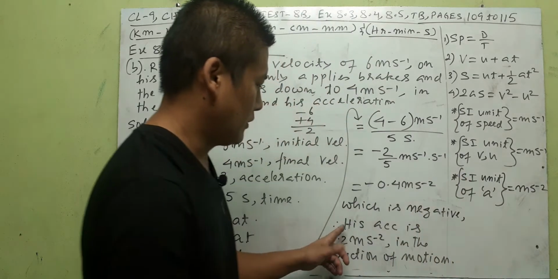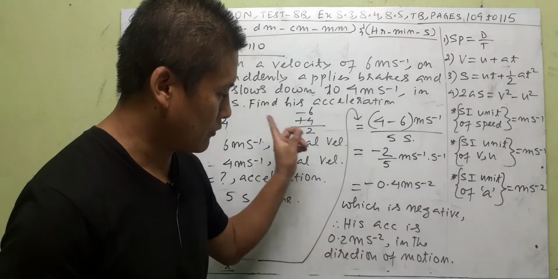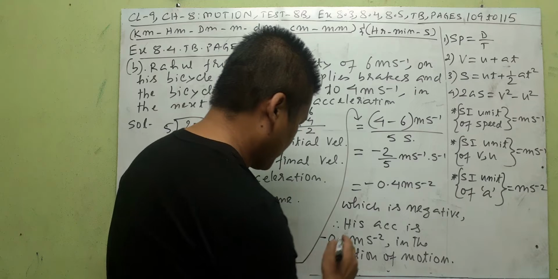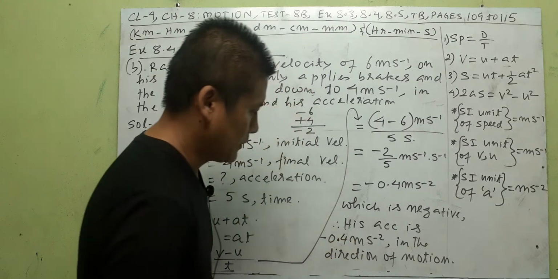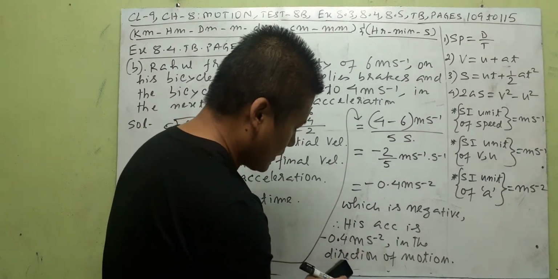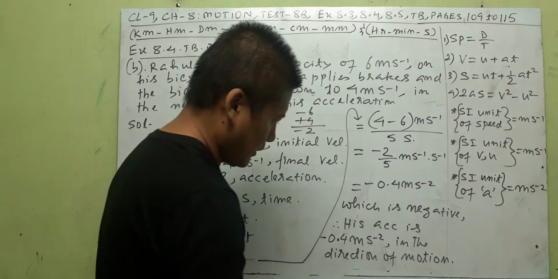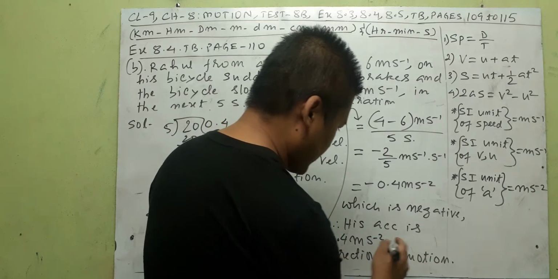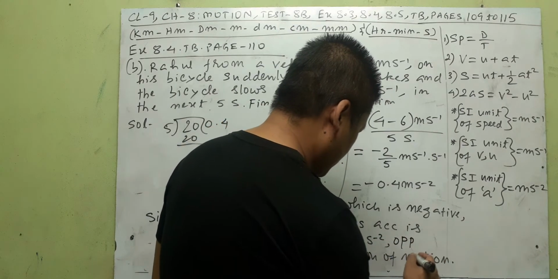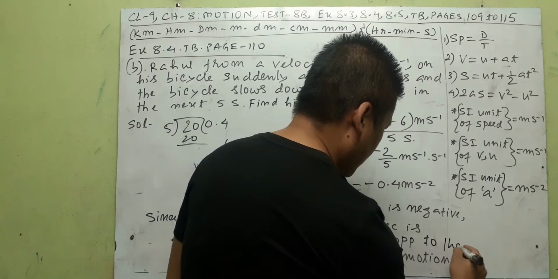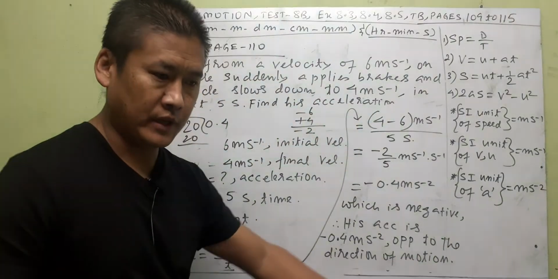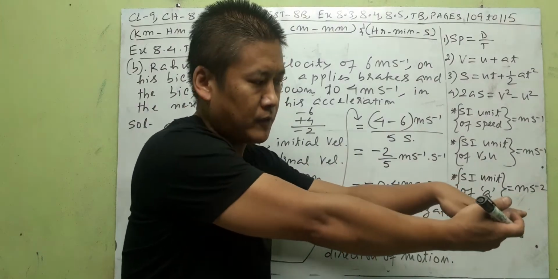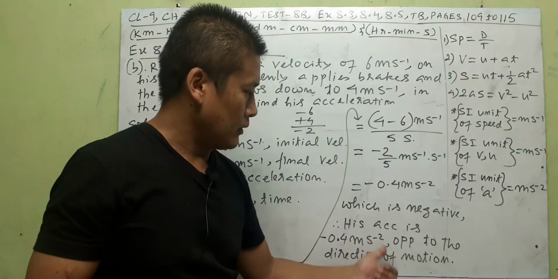Okay. So because it's negative, Rahul's acceleration is minus 0.4 meter per second square, in the direction opposite. Now it is opposite to the direction of motion of his bicycle. That means his bicycle is moving from left to right, then acceleration is happening from right to left. That's why it's called slowing down.